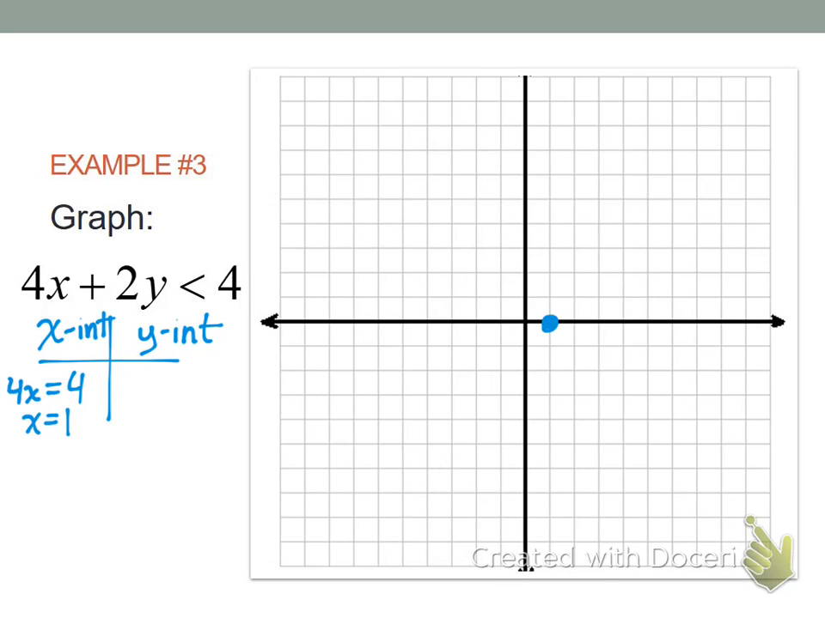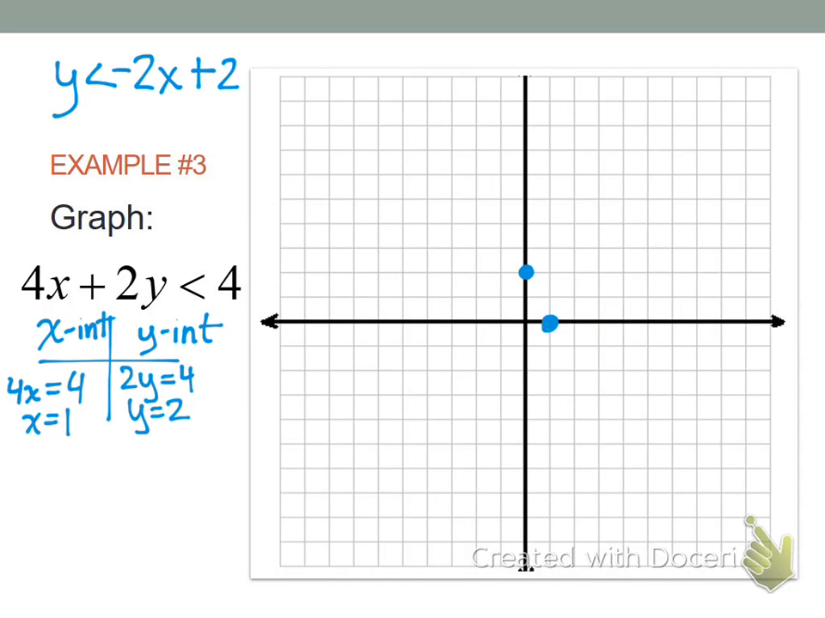Now to solve for y, I'm going to plug 0 in for x and solve for y. 4 times 0 is 0, so I'm left with 2y equals 4. So y would equal 2. So I go to my y-axis and I plot a point at 2. We want a dashed line because there's not an equal to bar.